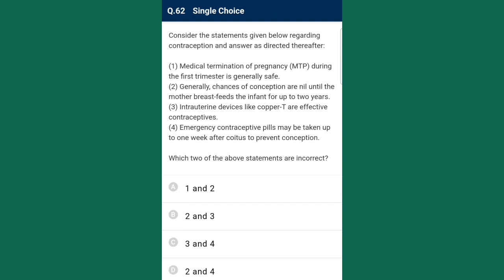Third one. Intrauterine devices like copper T are effective contraceptives. That is correct. Emergency contraceptive pills may be taken up to 1 week after coitus to prevent conception. So that is wrongly given. From the given four statements, second and fourth statements are incorrect. Emergency contraceptive pills may be taken up to 1 week after coitus to prevent conception is wrong.